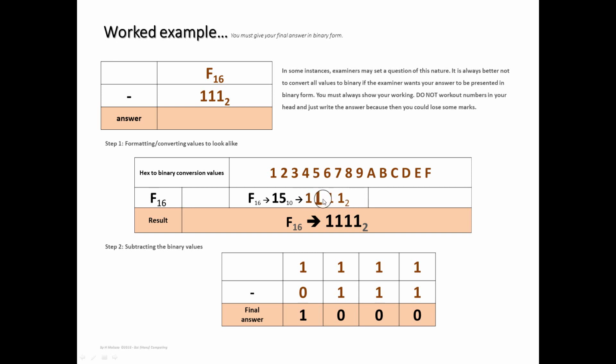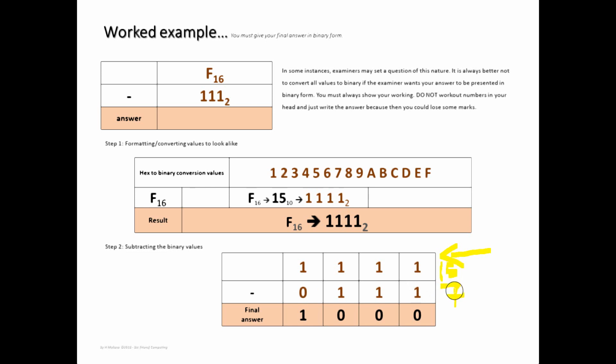So after finding the binary value for F, we're going to write it down here. When you're writing these values, always start from the right towards the left side, as you see in the arrow. So you write 1 1 1 1, and then 1 1 1 and 0 right at the end here.